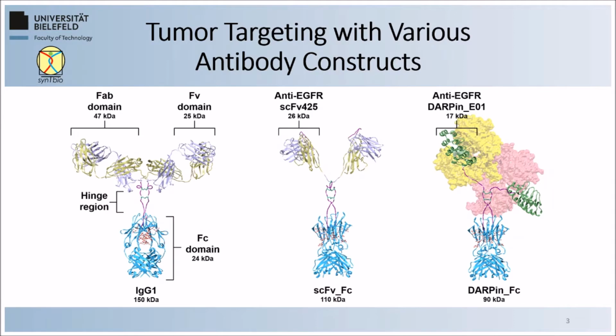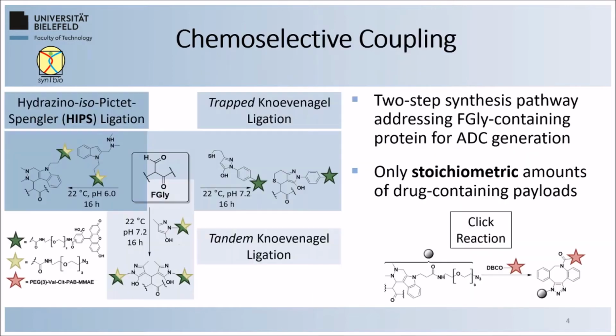The EGF receptor is overexpressed in many cancer types and is a validated target. We chose the single-chain variable fragment 425 and the designed ankyrin repeat protein DARPin E01, both directed against the EGF receptor, and fused them to the Fc domain of the human IgG1 antibody. These antibody constructs are C-terminally equipped with aldehyde tags to introduce the FGly.